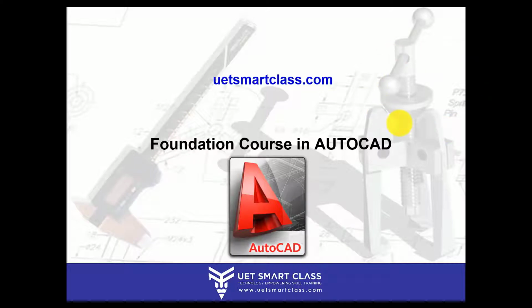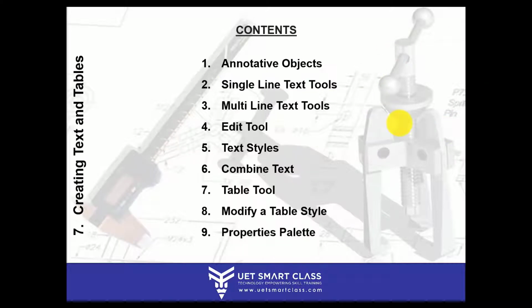So today we will be starting a new module, that is module 7. In this module we will learn majorly about annotative objects. You will be learning how to create text, single line text. As a beginner you had already learned it; I had taught you in the previous modules.